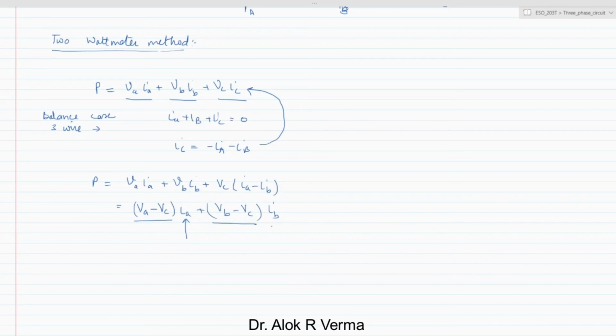So for measurement, we need 2 currents, IA and IB, and voltages VA and VB with reference to C voltage, VC.